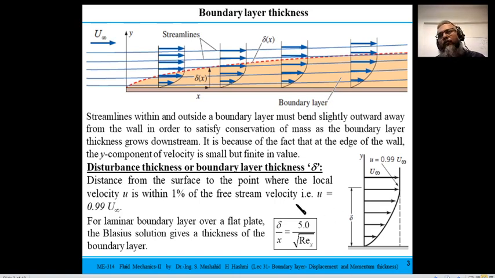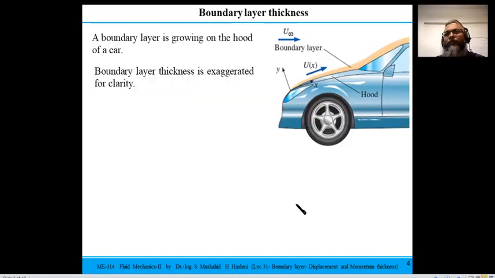This is something we have already done. Okay, today this boundary layer thickness is very important in practical fields. For example, if there is a flow over the hood of a vehicle, then we see very much close to the wall there is a boundary layer that grows.